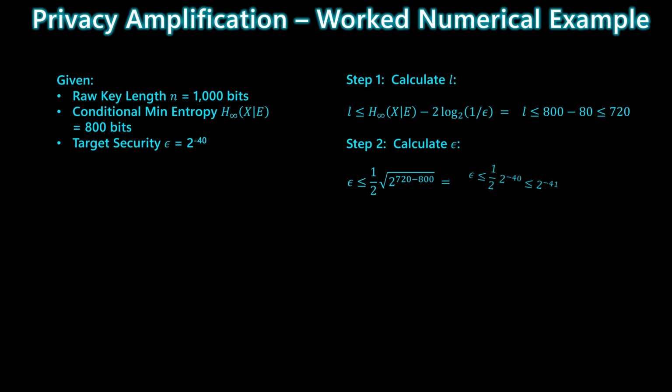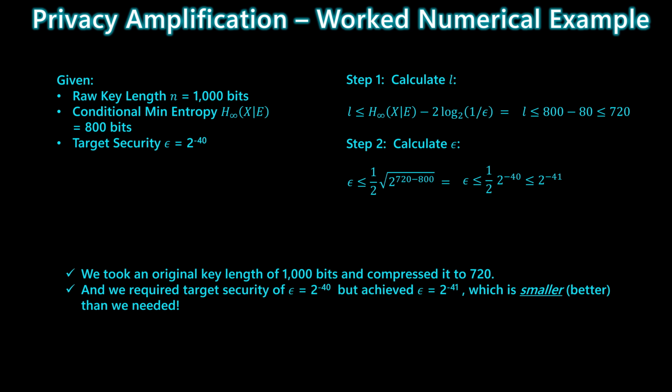We begin with three inputs. First, the raw key contains 1,000 bits. Second, the conditional min entropy is 800 bits. This value comes from the parameter estimation step of the protocol and represents how much uncertainty remains from Eve's point of view after accounting for channel noise, detector imperfections, and any information leaked during error correction.